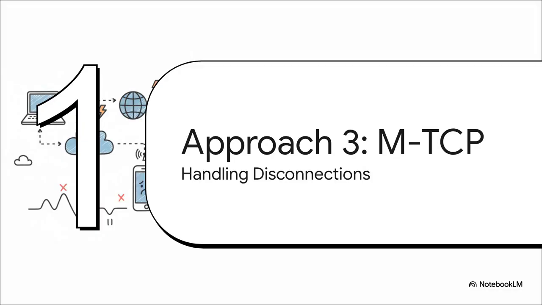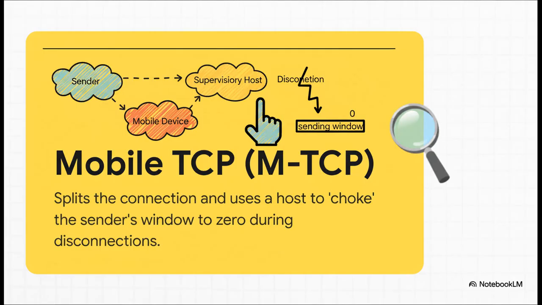All right, our third and final approach, mobile TCP, or MTCP, comes at this from a slightly different angle. It's less worried about those tiny momentary packet losses and way more focused on handling longer, more frequent disconnections. Think about when your phone loses signal going through a tunnel. MTCP actually brings back that split connection idea from I-TCP, but it has a really cool trick up its sleeve. Its whole purpose in life is to manage total disconnections gracefully.